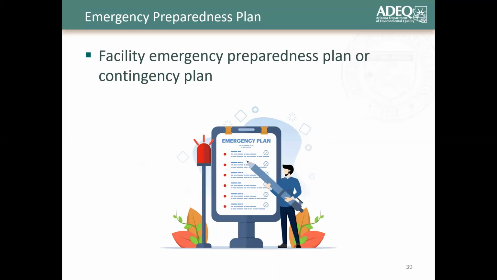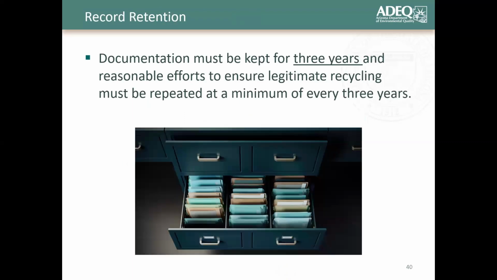Since your HSM still is considered hazardous, there is a requirement that regardless of your hazardous waste generator status, your facility must maintain an emergency preparedness plan or contingency plan. How long do you have to hold on to all of this documentation? 3 years. Same as the hazardous waste retention requirement.